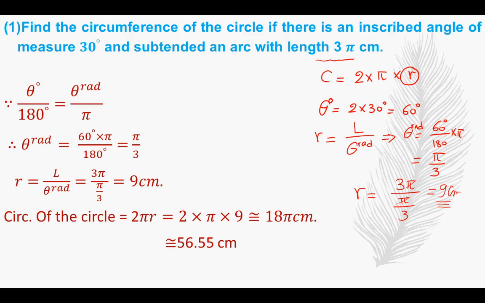So the circumference of the circle will be 2 multiplied by π multiplied by the radius length, which is 9 centimeters, and the result will equal 18π centimeters, or approximately 56.55 centimeters. Okay, let's go to another example.